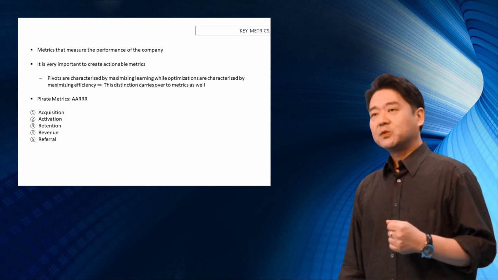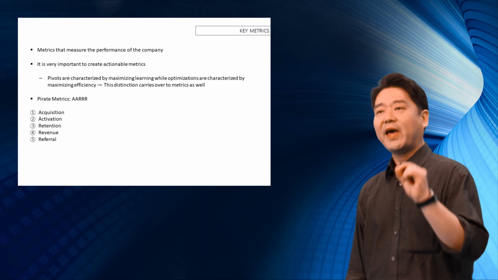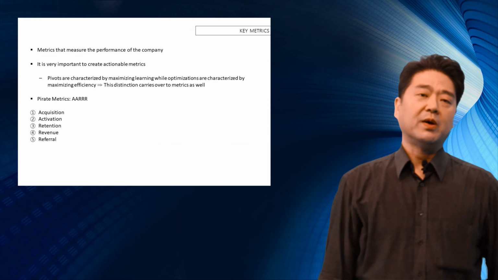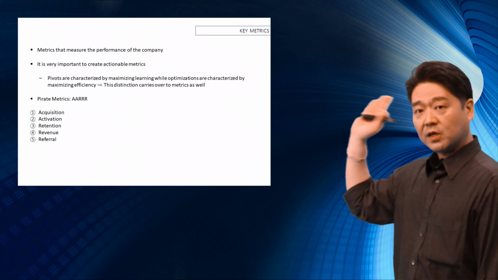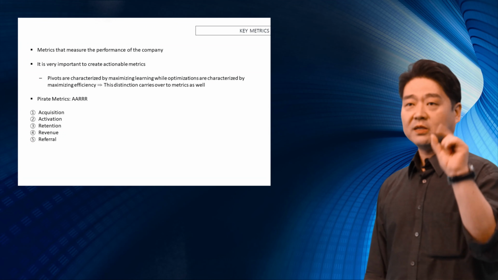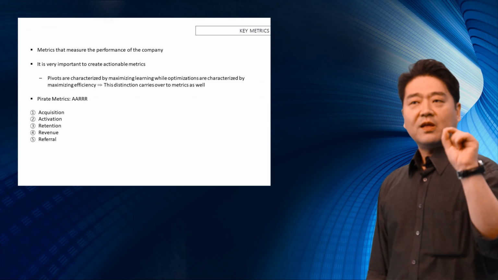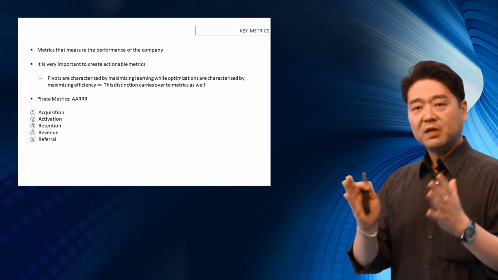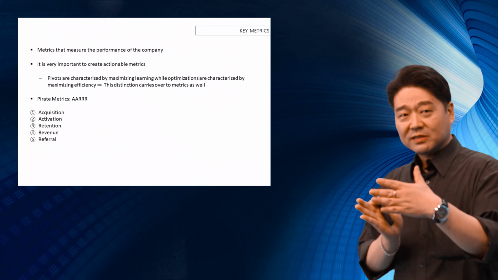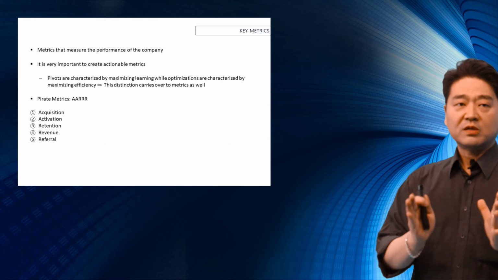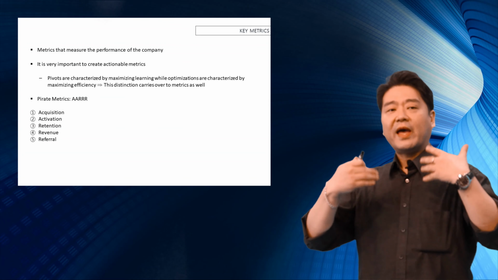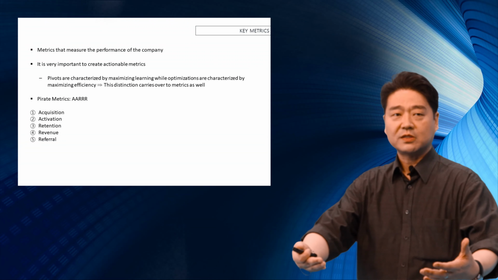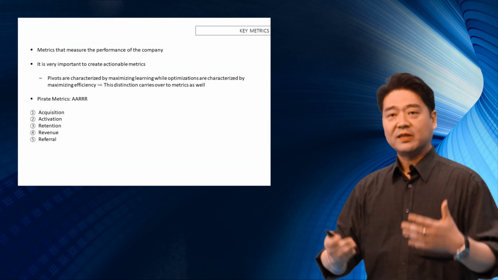So metrics that measure the performance of the company are key metrics, and it is very important to create actionable metrics. We will allocate an entire lecture for actionable metrics, but for this long sentence that you see here, you need to keep in mind just one thing. Pivots are characterized by maximizing learning. If you want to pivot, if you want to change your business model, if you want to tweak, if you want to tilt, then you need to learn something. So as much as you can learn from the customers, that's how you need to create these actionable metrics. Something that can actually be measured, that actually matters.